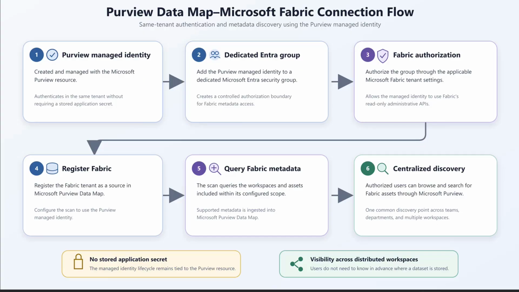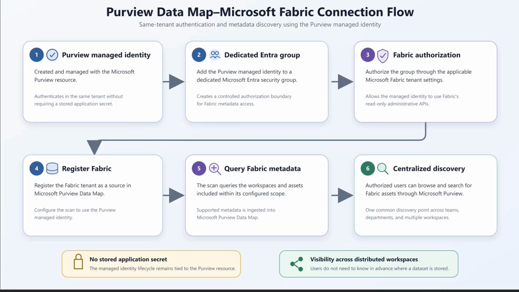Number two, a dedicated Entra security group. This is needed for Fabric admin tenant settings permissions for API. So you add the Purview Managed Identity to a dedicated Microsoft Entra security group, and it creates a controlled authorization boundary for Fabric metadata access.